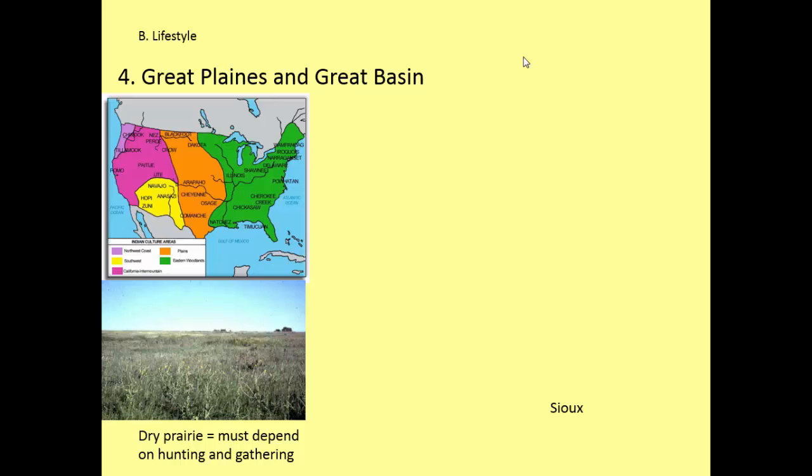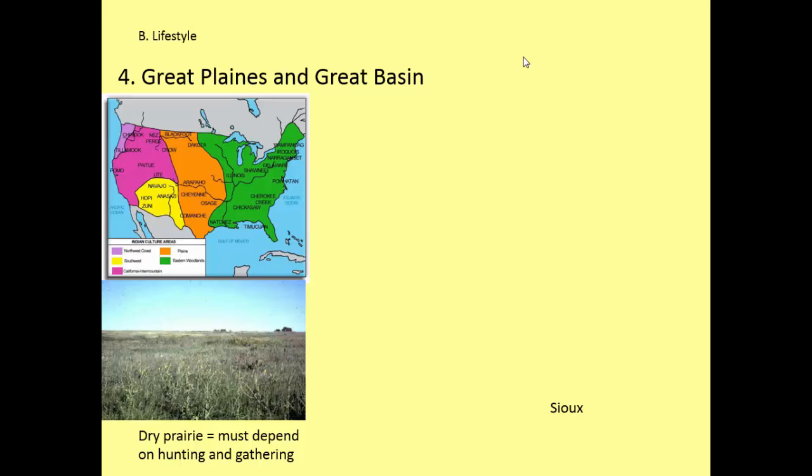There's just not enough rainfall, and there are some major rivers, but for the most part, there are large swaths of the Great Plains where we're not going to see a lot of rivers. First of all, there's not going to be a lot of people living in the Great Plains, and the people who do live there, the Native Americans, are going to have to depend primarily on hunting and gathering.